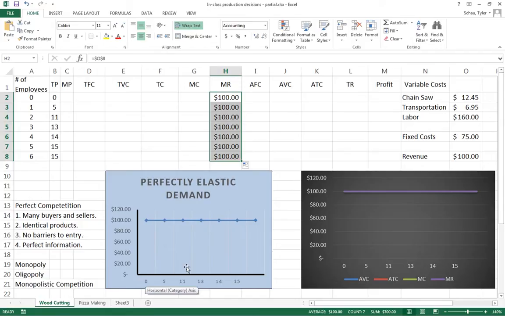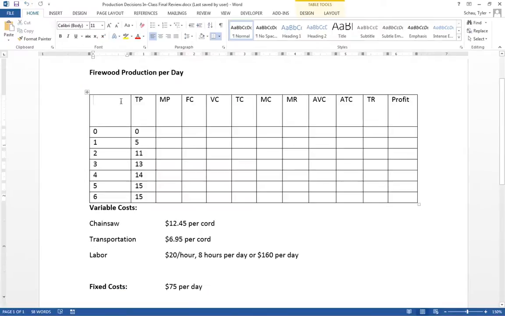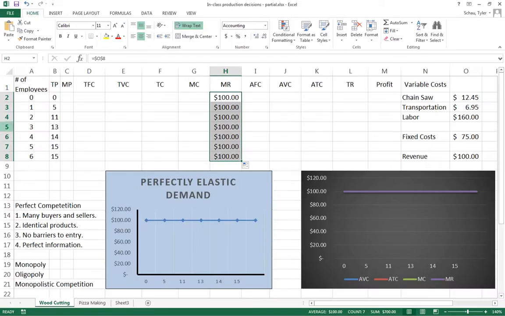Okay, and so the idea here is this: here we're selling firewood. If you kind of read into the problem here, we're selling firewood. Notice firewood production per day, and we're assuming this is going to be a perfectly competitive industry, by the way. All right. And so if you are able to sell 5 cords of firewood in the market today, it's going to bring $100. And if you can bring 11, each one of those 11 is going to bring $100. And if you can bring 13, each one of those 13 is going to bring $100.